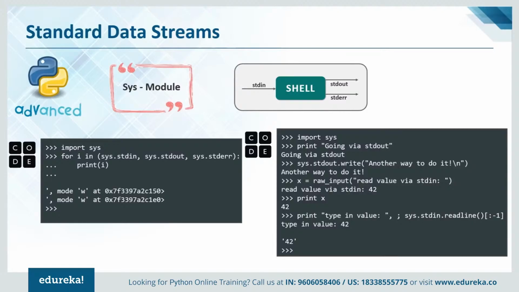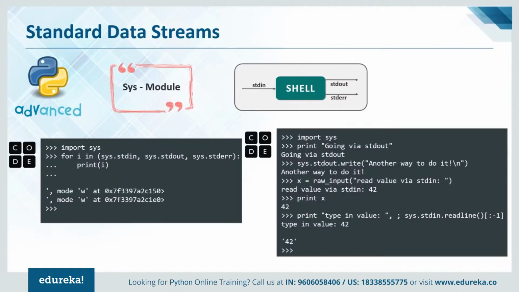It says read value via stdin. Again, the value read is 42. As soon as we print x, x becomes 42. X is printed. Next, type in the value. We're actually going to type in a value where we're using stdin.readline to actually get the input. So type in value. As soon as it says 42, 42 is printed.